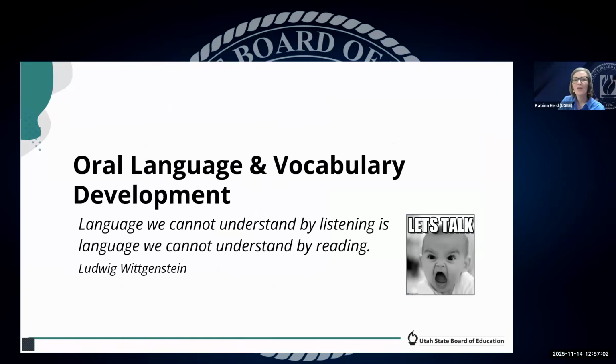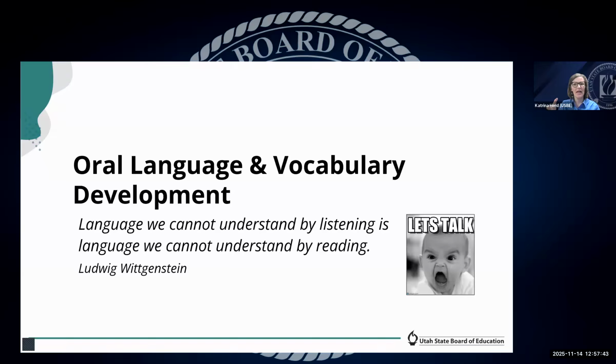Okay, move ahead. So first, we're going to talk about oral language and vocabulary development. I love this. Language we can't understand by listening is language we cannot understand by reading. And I like to think of that listening as just like receptive, receiving it. If you are using some kind of language and I don't know how to interpret it when it comes in, then I cannot interpret it on a paper. I cannot interpret it in print.